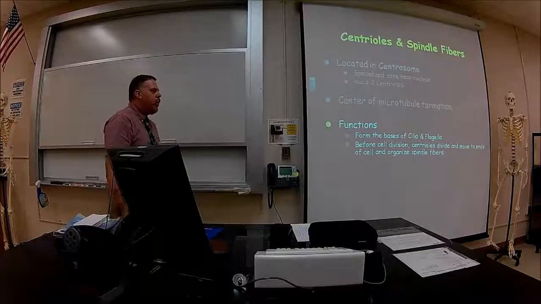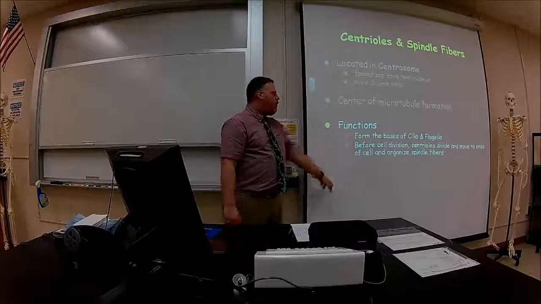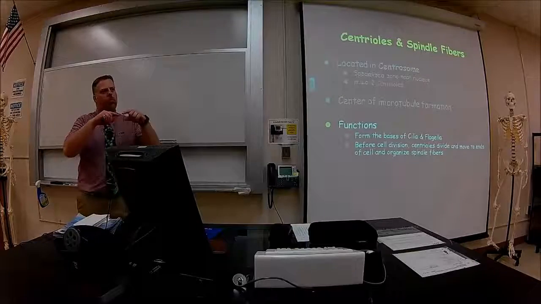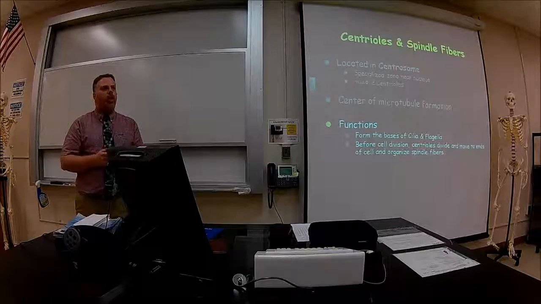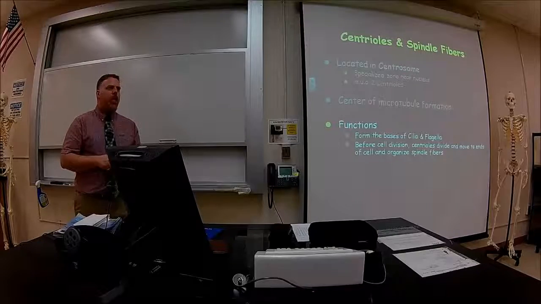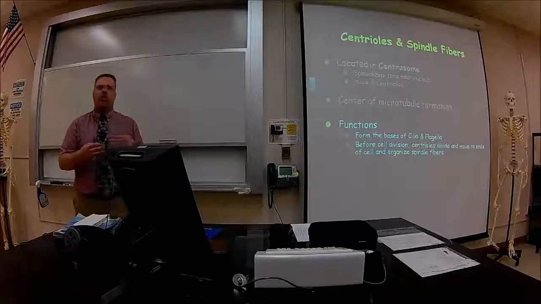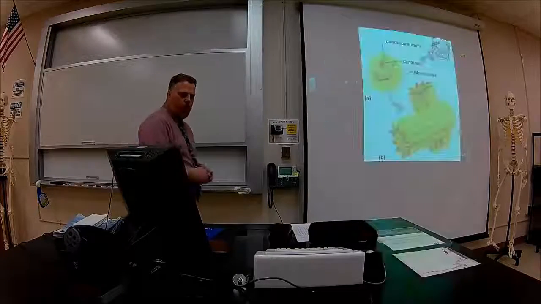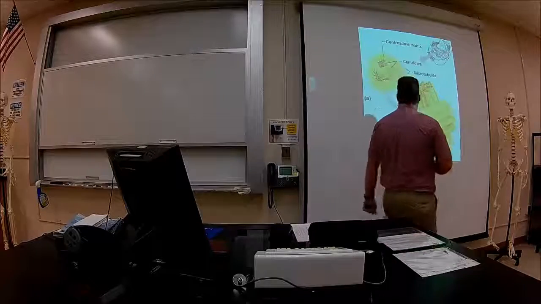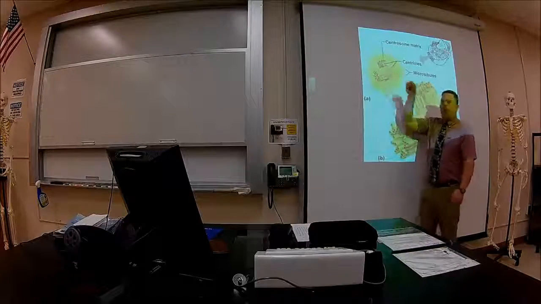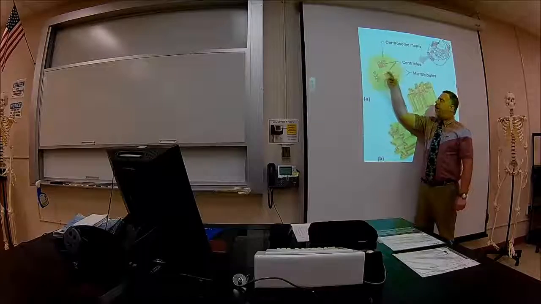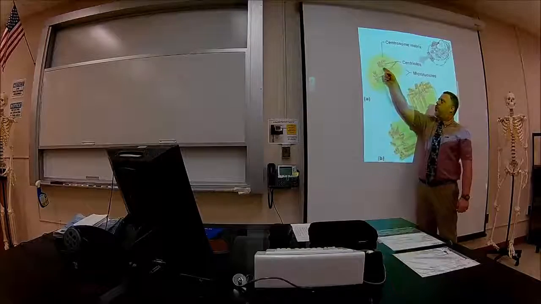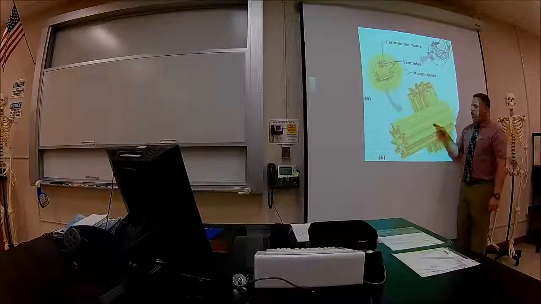The function is that it's going to form the basis of the cilia and the flagellum. Before the cell is ready to divide, these are going to move to opposite ends of the nucleus and create what we call spindle fibers, which help move the chromosomes that we're going to talk about into two different cells eventually. The centrioles are put at a 90 degree angle to each other. This is a centrosome, made up of two centrioles that are crisscrossed with each other.